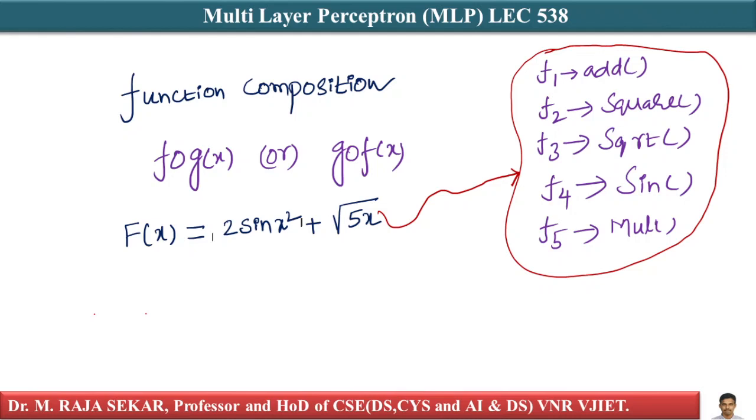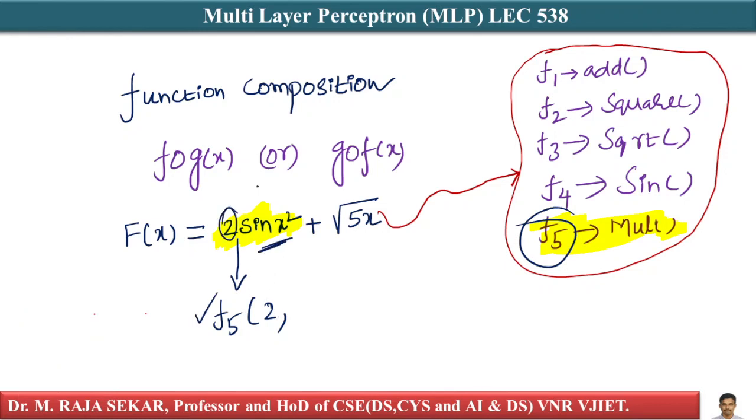How can we represent our first term, 2 sine x square? Let's take it step by step. Multiplication means f5, isn't it? 2 sine x square is a multiplication between 2 and sine x square. Since this is multiplication, this is f5. You are multiplying 2 with sine x square. What is the square function here? This is the square function.